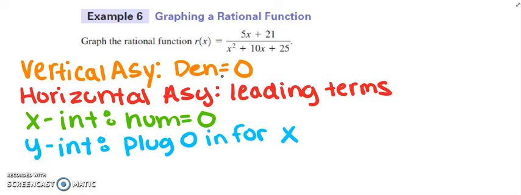So pause the video, do all 3 of those, and then come back and check, but use this time wisely to actually pause it and actually work it to see if you know how to do it.